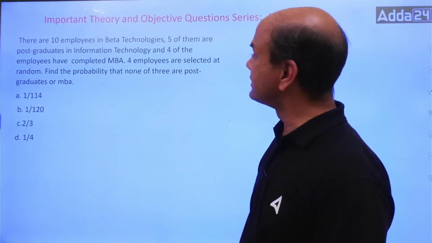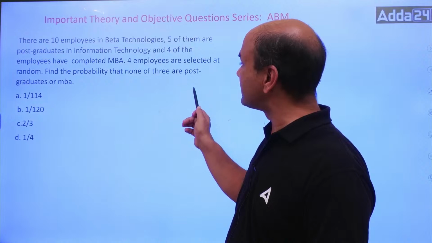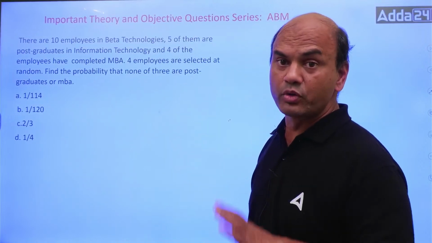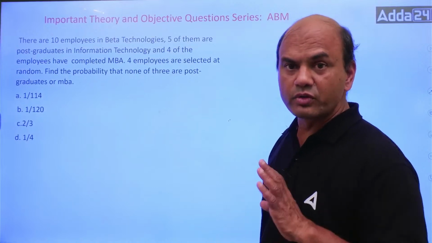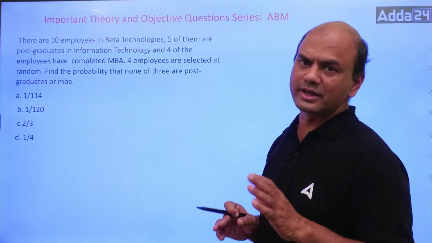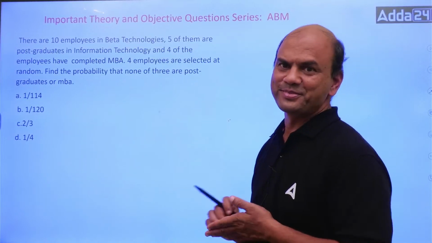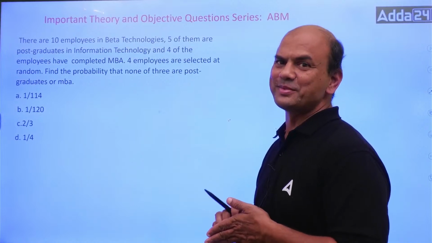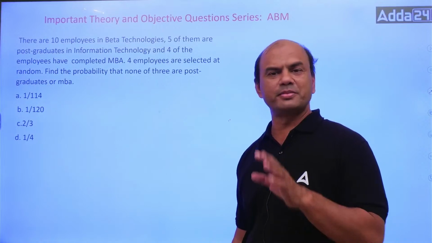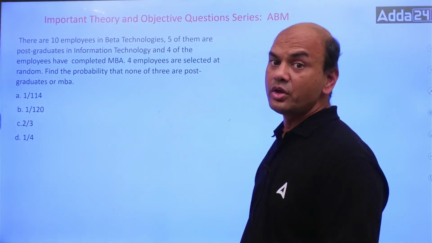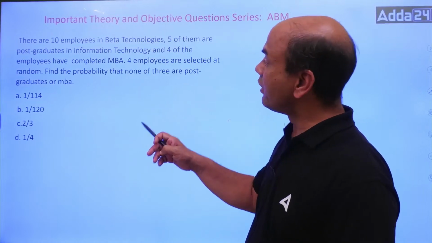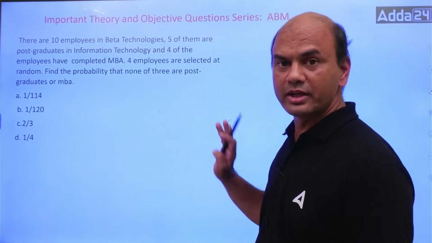Now the question is, find the probability that none of the 3 are postgraduates or MBA. So none are postgraduates or MBA. We don't want any PG. We don't want any MBA. Now this problem is difficult. It's not that simple. Let me see, try it everyone. You want a negative probability. None of them is PG or MBA. Both of them, you don't want anyone.